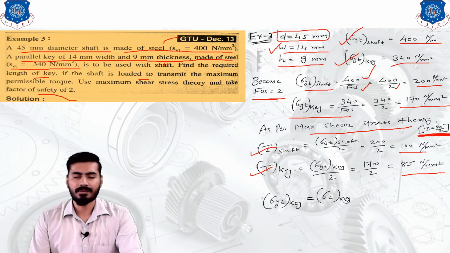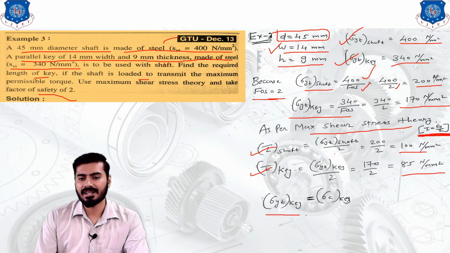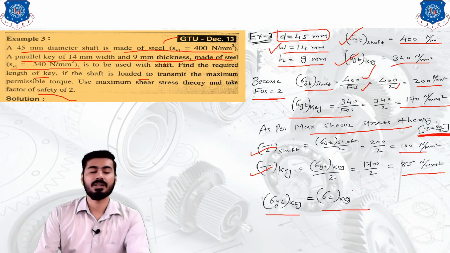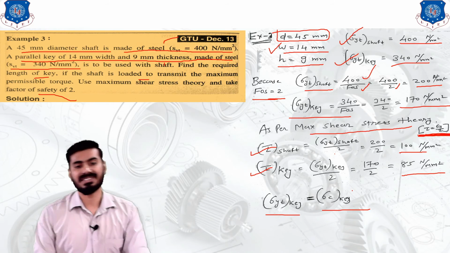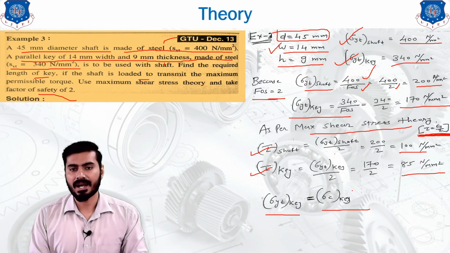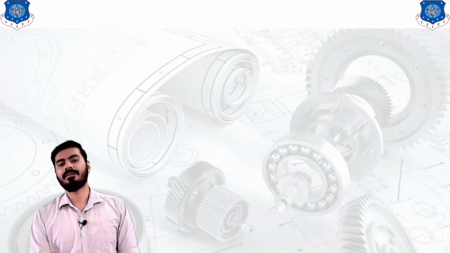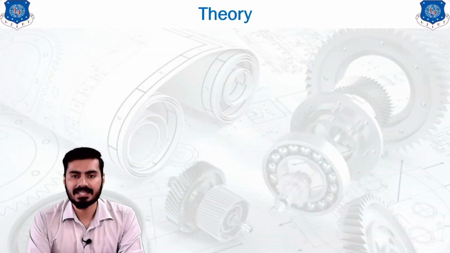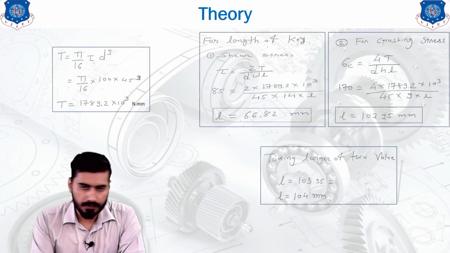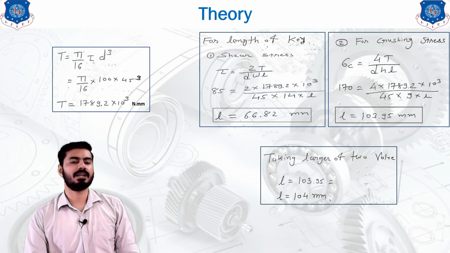So if you have the values of both the shear stresses, then sigma yt of the key will be the same as sigma c of the key. Why so? Because they have not provided a separate value for the crushing stress, and that's why we are going to assume that sigma yt and sigma c are both the same. So if you want to calculate the further example, then you must understand these equations.